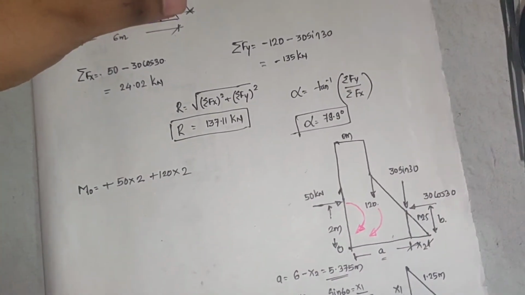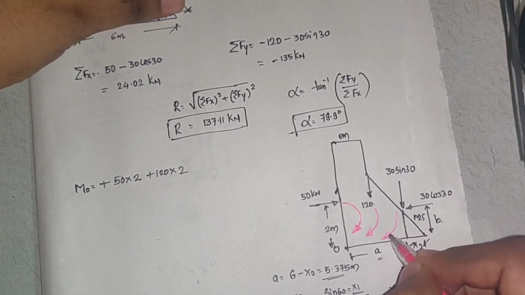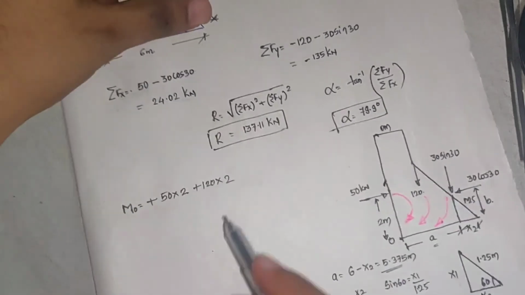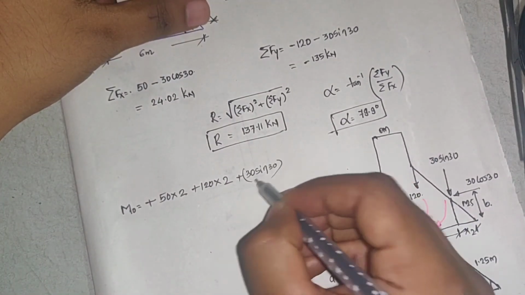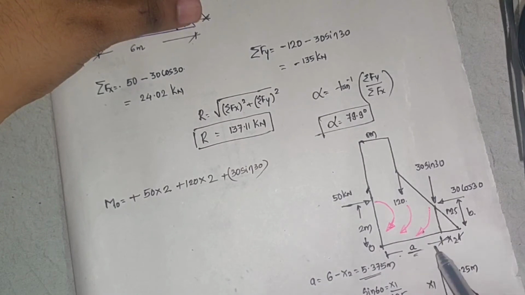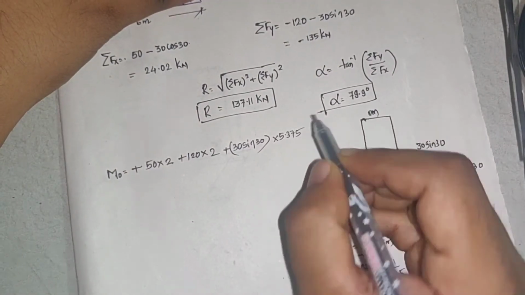How will 30 sine 30 rotate? 30 sine 30 will also rotate clockwise. So that is also plus 30 sine 30, the force, into the perpendicular distance. The perpendicular distance is this A. What is the value of A? A is 5.375. So into 5.375.